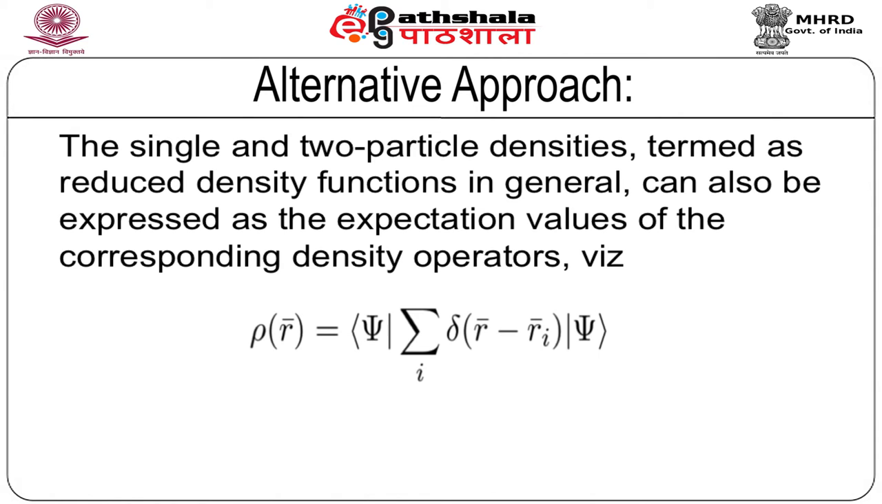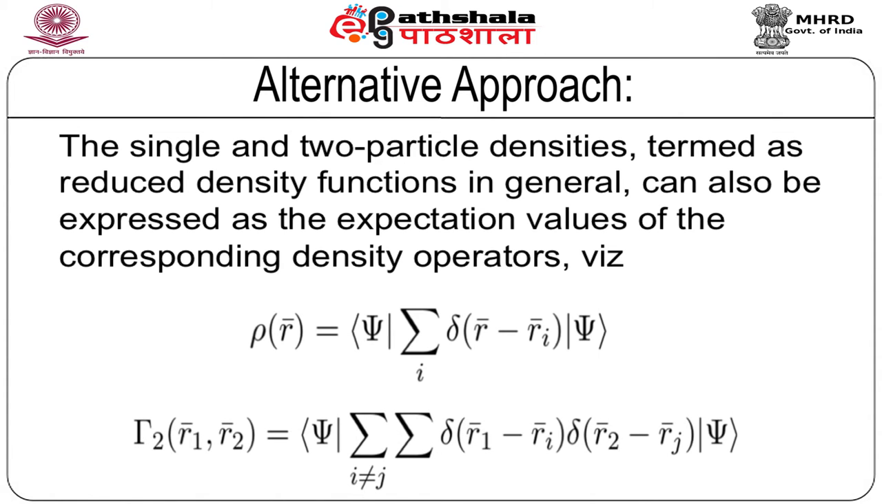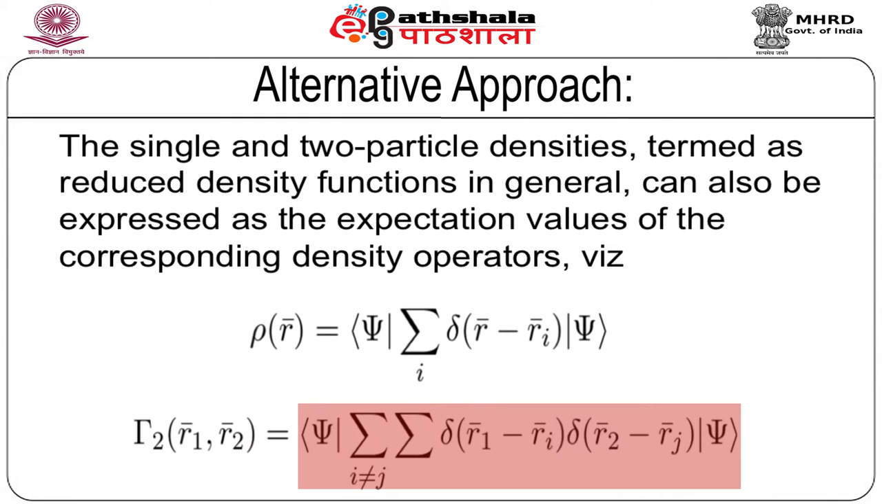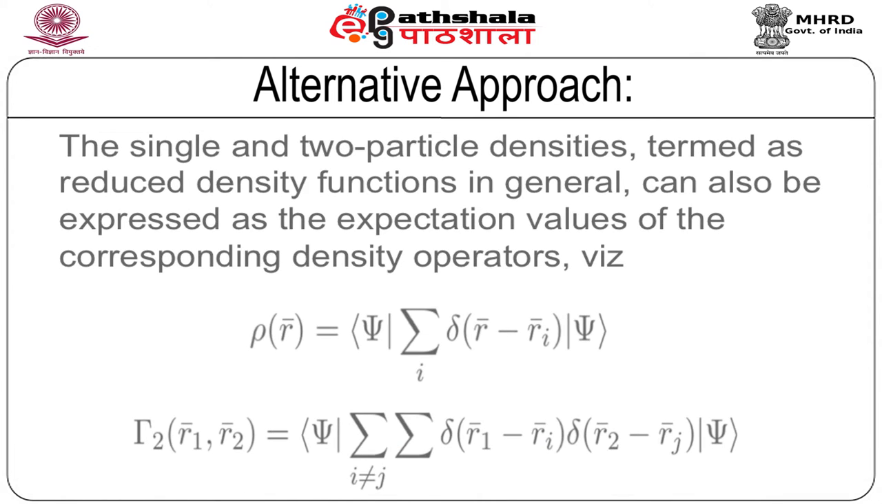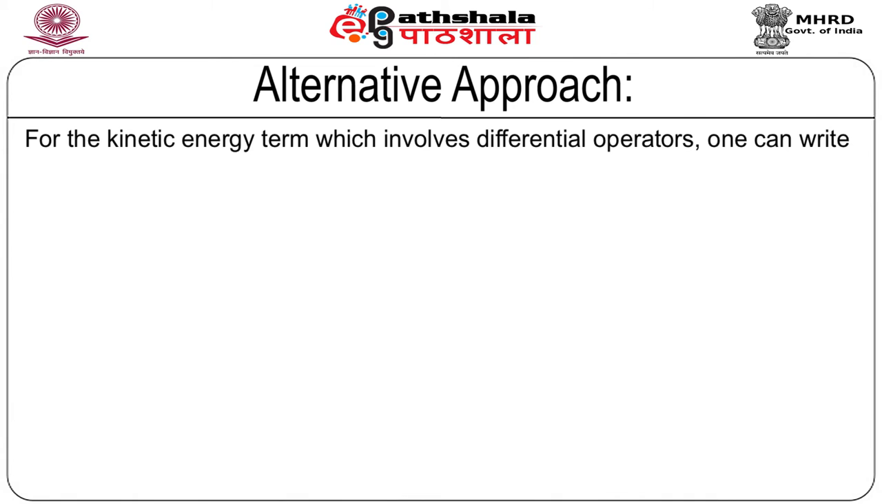And similarly, one can write the capital gamma 2, which depends on the coordinates r1 and r2, as chi times summation i not equal to j delta(r1 minus rj) times delta(r2 minus rj) times chi. For the kinetic energy term, which involves differential operators, one can write this expression for the kinetic energy as minus chi times half of summation over i del i squared times chi.